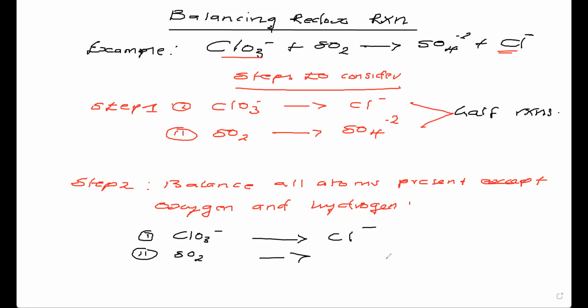Sulfur dioxide there producing that. So in this case, we're just going to inspect not oxygen, but sulfur. So sulfur 1, again, sulfur is also balanced. We proceed to step number 3. Hope you are following.